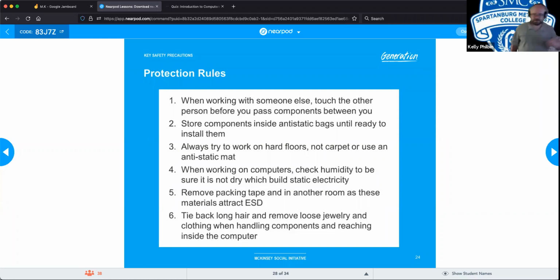All right, like we were talking about on the previous slide, keep components stored in anti-static bags when they are not installed in units, if they are ones that you are going to reuse or repurpose, so that you do not damage them. You never ever stack components, especially if they're not in anti-static bags. That's a real high likelihood of damage. Always try to work on hard floors, as we talked about. Running around on carpet with your socks generates that static charge. So you want to try to avoid working on carpet whenever possible, and or use an anti-static mat if that is what you're doing.